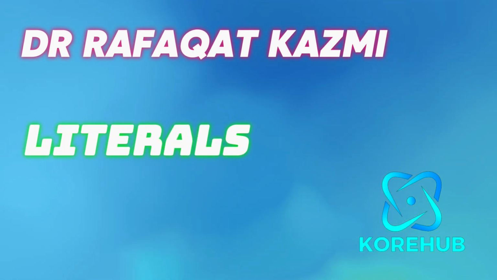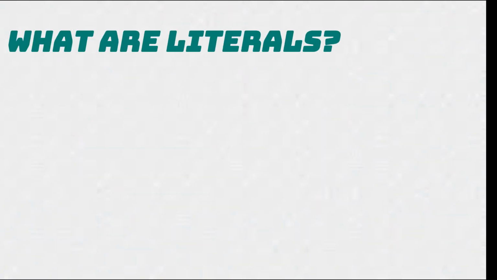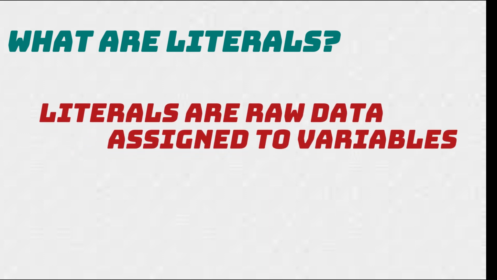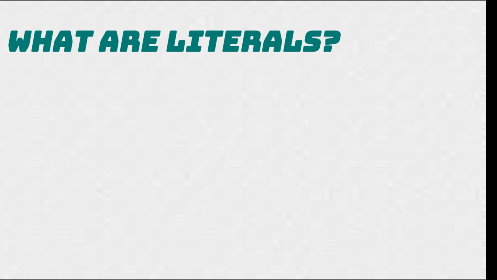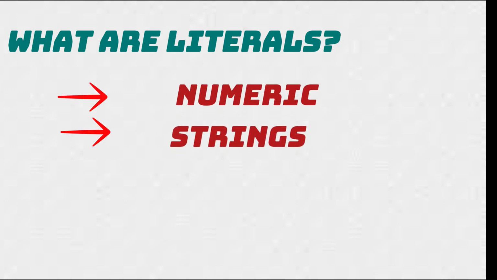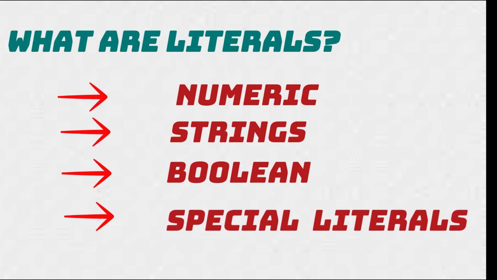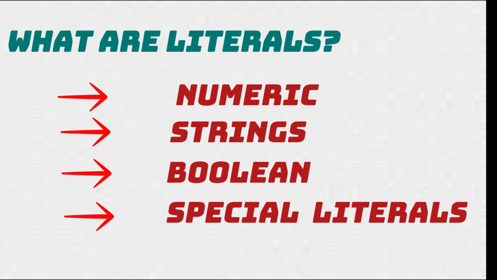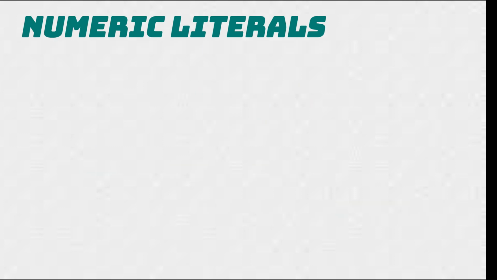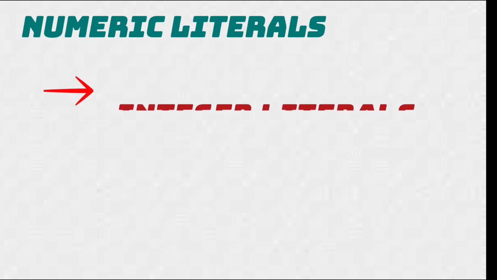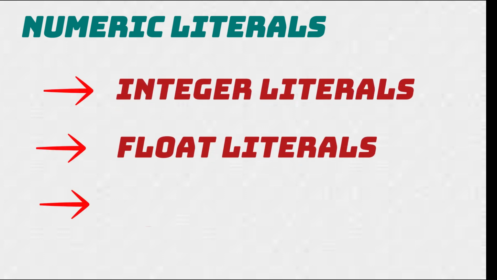Let's get started. What are literals? Literals are the raw data assigned to variables. In Python, there are 4 types of literals: numeric, strings, boolean, and special literals. Whenever you assign a value to a variable, that value is called a literal. Numeric literals. Python has 3 numeric data types: integers, floats, and complex numbers.